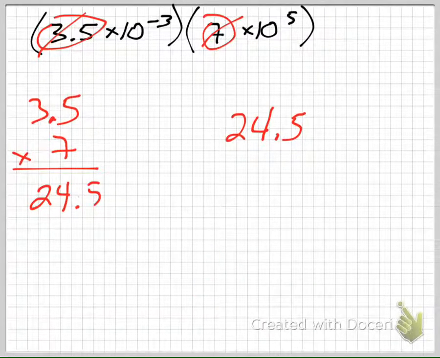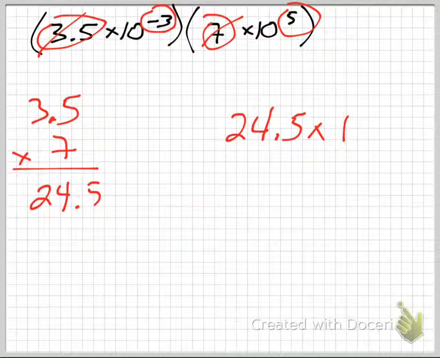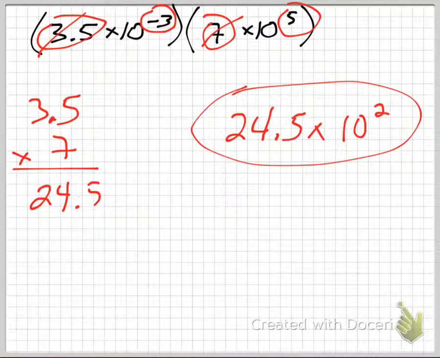So 10 to the negative third and the 5th, what do I do with them? I add them. What's negative 3 plus 5? Times 10 to the second. Does that make sense? And now we're back to the same spot: is that scientific notation? No, you have to adjust it to make it scientific notation. Make sense? Okay. You try one of them then.